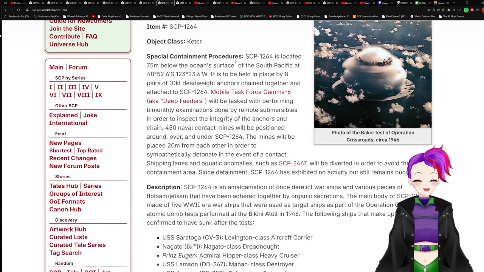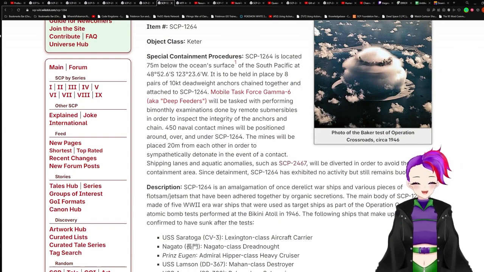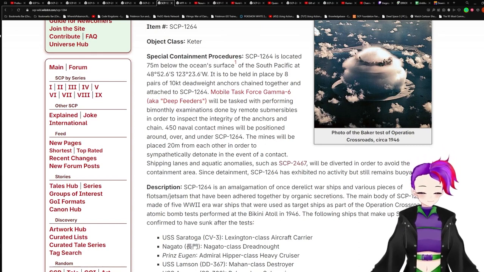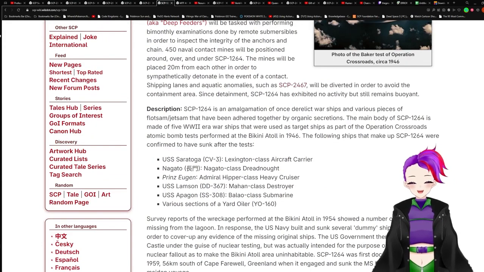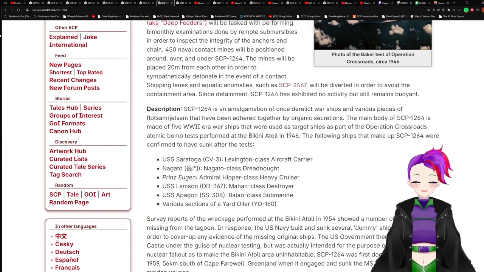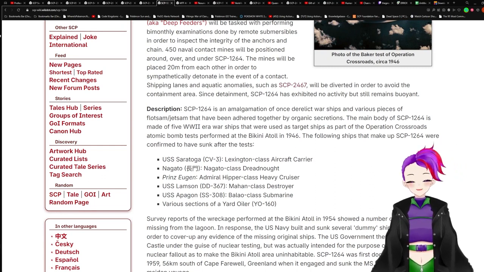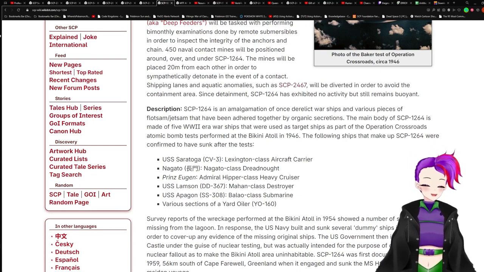Okay. It'll be diverted in order to avoid a containment area. Since detainment, SCP-1264 has exhibited no activity but remains buoyant. Description. SCP-1264 is an amalgamation of once-derelict warships and various pieces of flotsam and jetsam that have been adhered together by organic secretions.